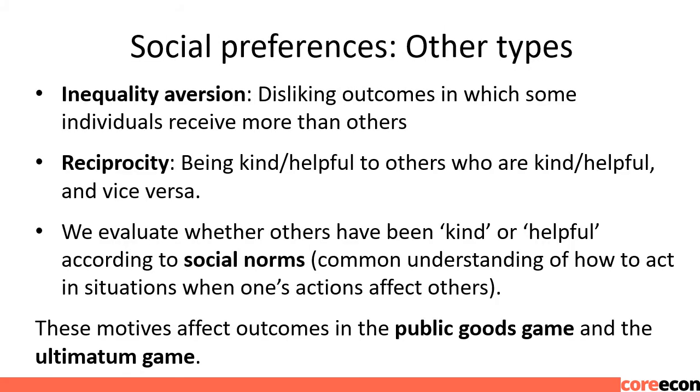Social preferences. Other types besides altruism. Inequality aversion: disliking outcomes in which some individuals receive more than others. Reciprocity: being kind or helpful to others who are kind or helpful, and vice versa. We evaluate whether others have been kind or helpful according to social norms, a common understanding of how to act in situations when one's actions affect others. These motives affect outcomes in the public goods game and the ultimatum game.